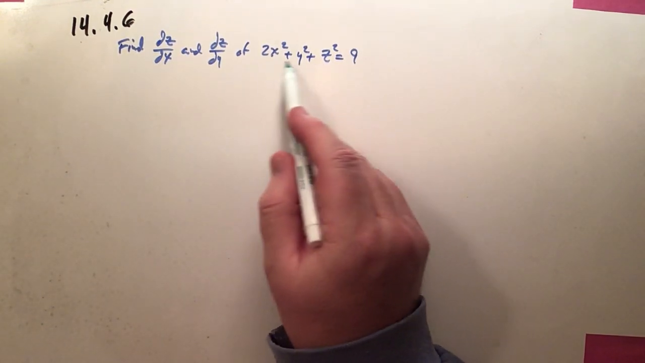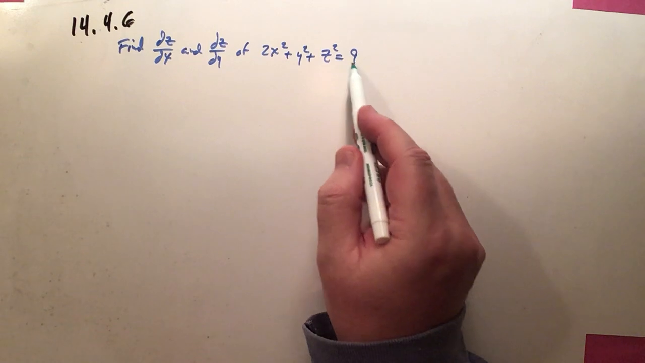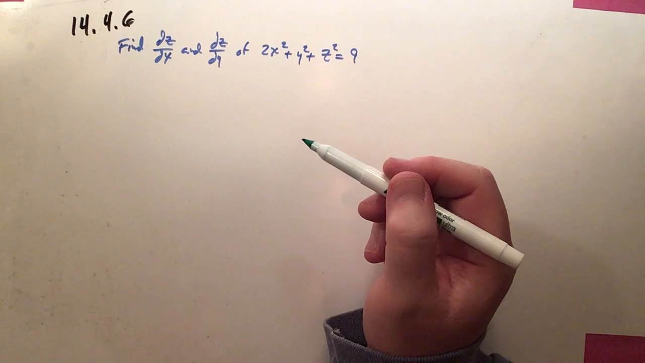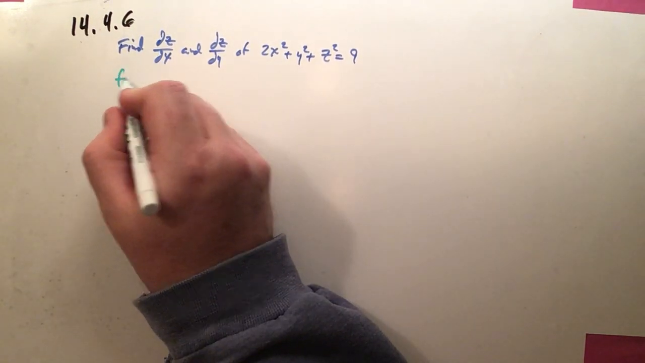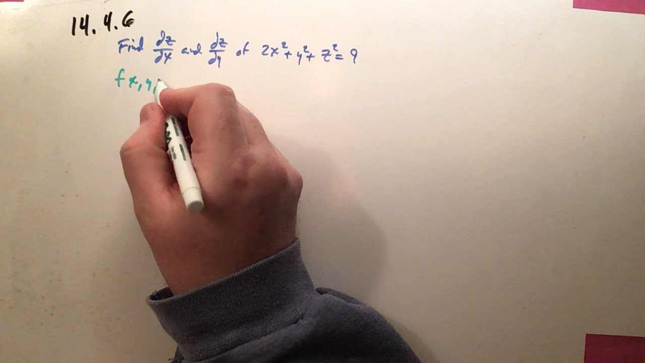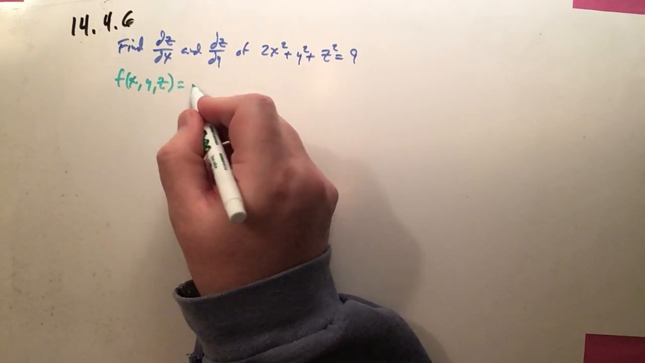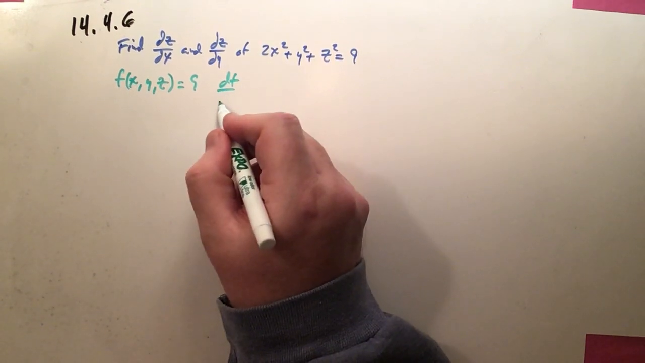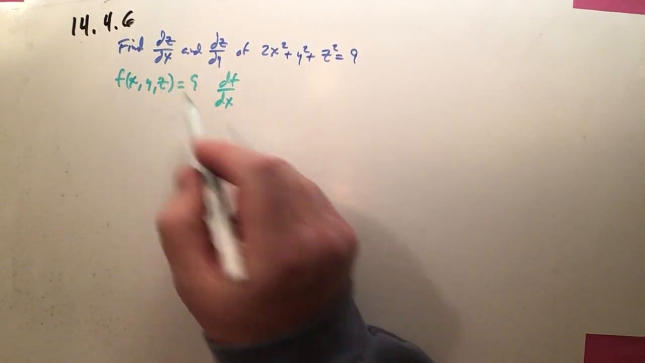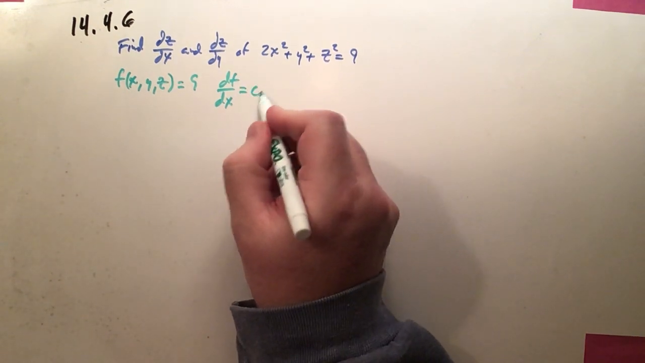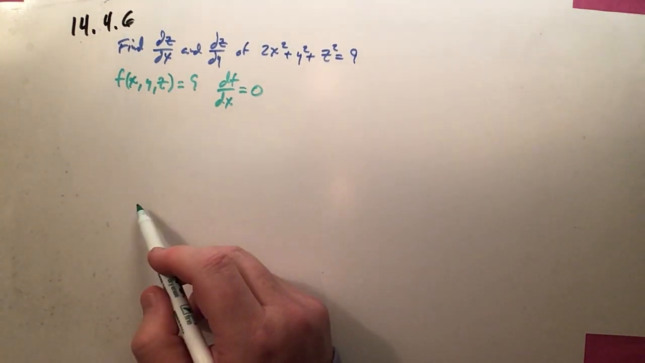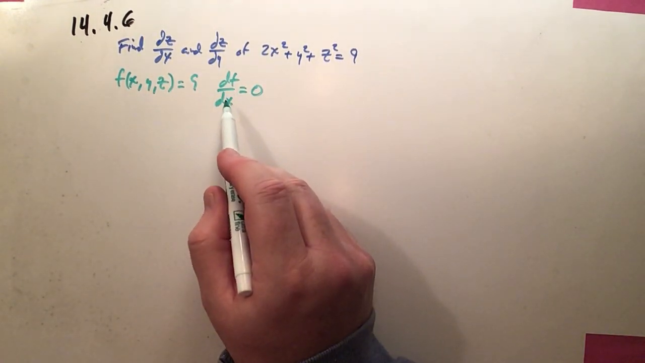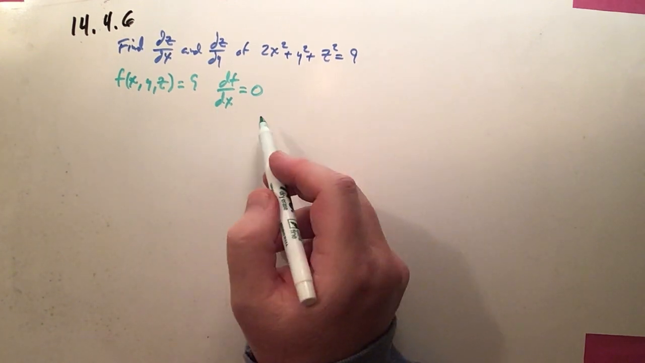Because this function f(x,y,z) is equal to 9, that's a constant. That means the derivative of it will be equal to 0. So that's where I'll start. I've got an f of x, y, and z, and that equals 9. So the partial of f with respect to any variable, in this case I'm going to pick x because that's the first one I'm looking for, is going to be 0, because the partial of 9 is equal to 0, and the left and right side have to be the same. Now I can use that fact to work out the rest of the problem.